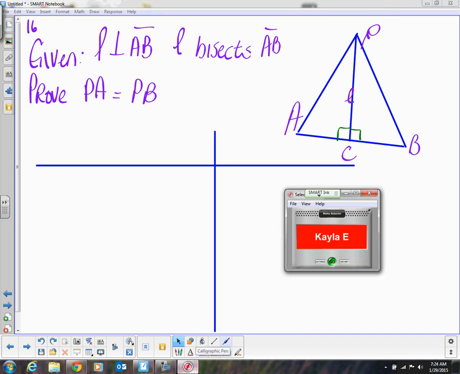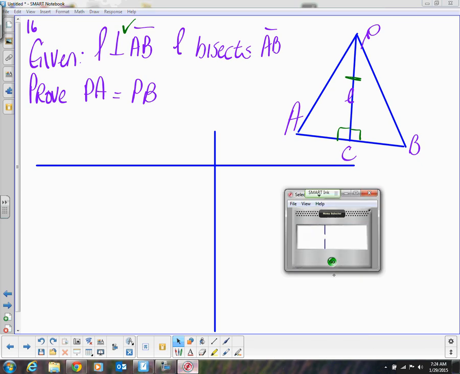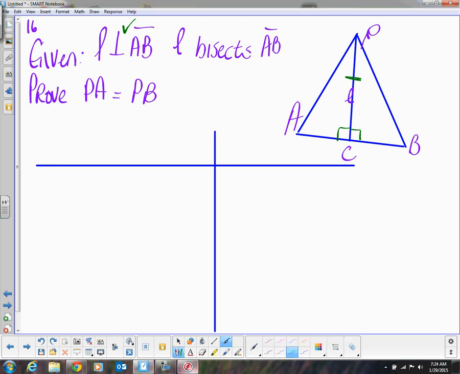Kayla E., what else can you mark? Harper used that piece of information. PC is congruent to PC. All right, so we got another, that's good. And there's one last piece of information we need to mark. Devin? AC equals CB. And now what told you that, Devin? Well, yeah, it is a perpendicular bisector. They kind of separated it. They could have saved themselves time and just said perpendicular bisector. It would have been easy.